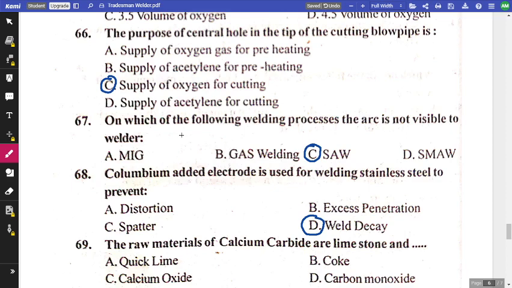The raw materials of calcium carbide are limestone and. Options: quicklime, coke, calcium oxide and carbon monoxide. It's a very simple question.